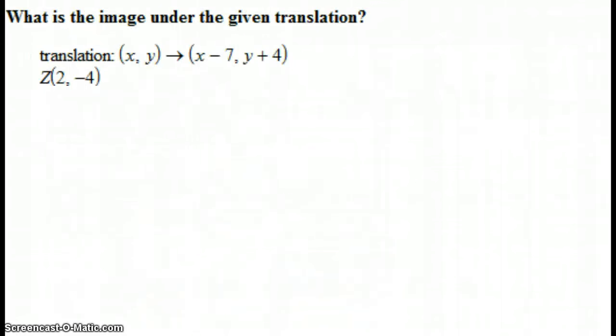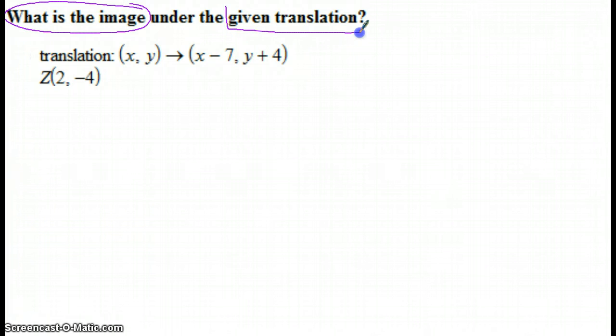The last type of problem is what is the image under the given translation? So again, I want to annotate my problem. I'm going to circle the question and box important information. It has to be given under the same translation. So I can see that x is moving to the left 7 and it's moving up 4.